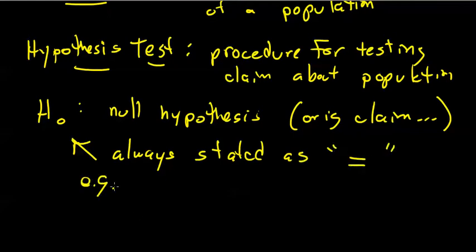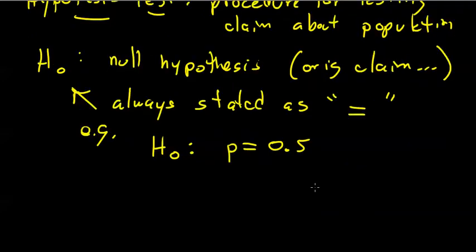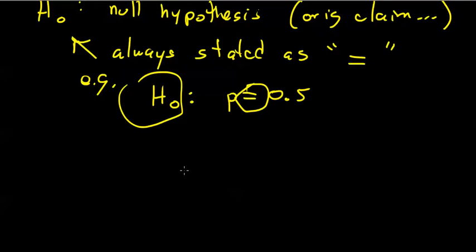What do I mean by that? For example, if somebody's making a claim or wants to test a claim about a population proportion, H0 would be stated as P equals something. Right? So here the claim is that the population proportion is 1/2. Okay, H0 is always an equality. Either P equals or mu equals or sigma equals, something along those lines. Okay? H1 is referred to as the alternative hypothesis.